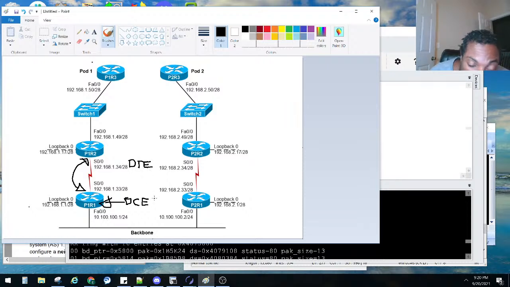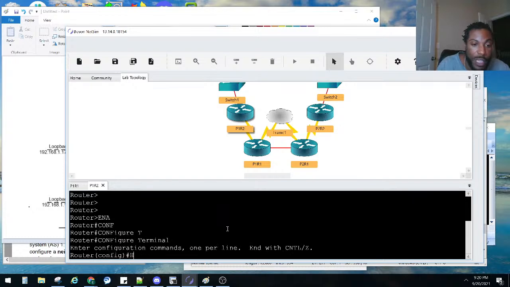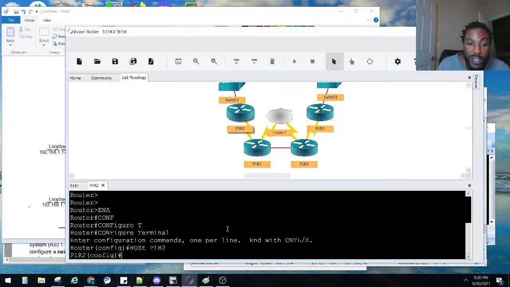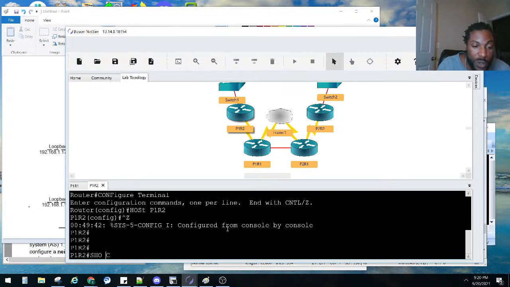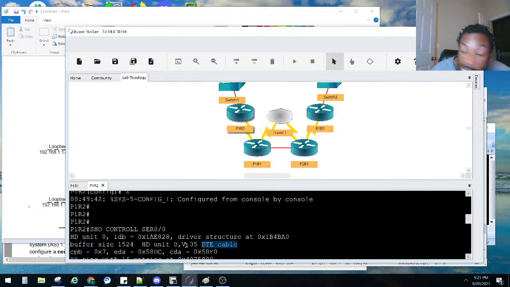So it's just to simulate the wide area network, right? One side is, and usually the ISP provides the clocking to you. That's why we really don't need to worry about all of this from an enterprise perspective. So if we go to P1R2 and see the serial interface, let's check the clocking on that. We go to P1R2, then enable, and let's fix this host name while I'm in here. Host name is P1R2, right? And if we say show controllers serial 0/0, we'll see this is the DTE side. See that? That's how you can tell which side is doing the clocking.